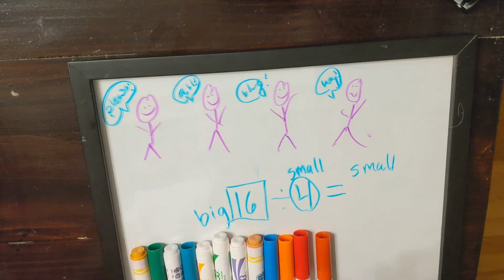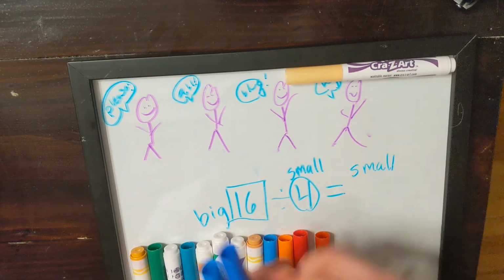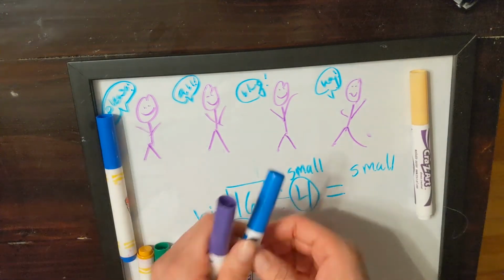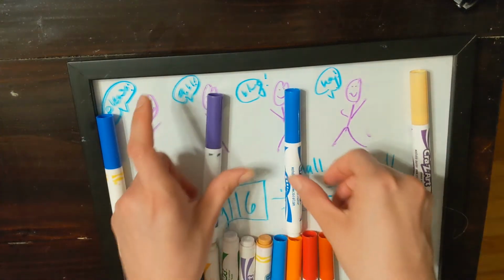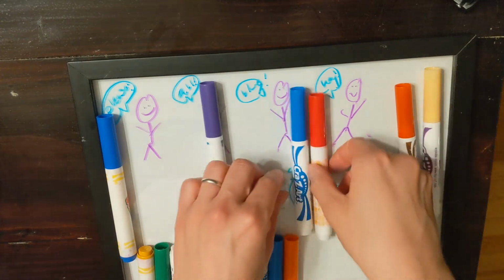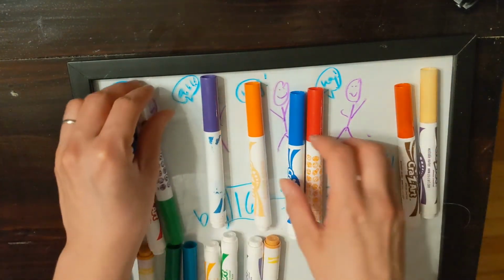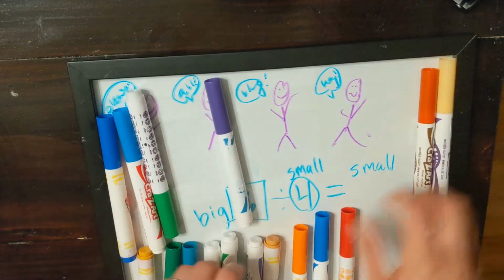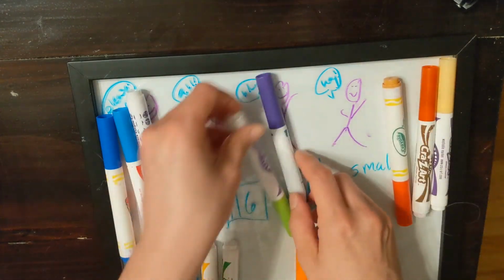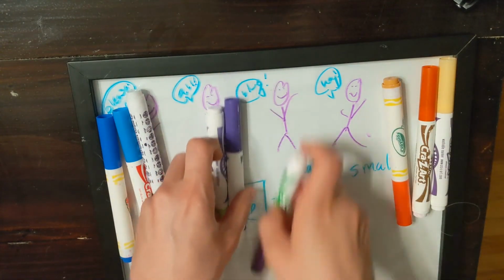dividing these markers. One for you, one for you, one for you, one for you. And then I'm going to keep dividing them. Moving the markers.